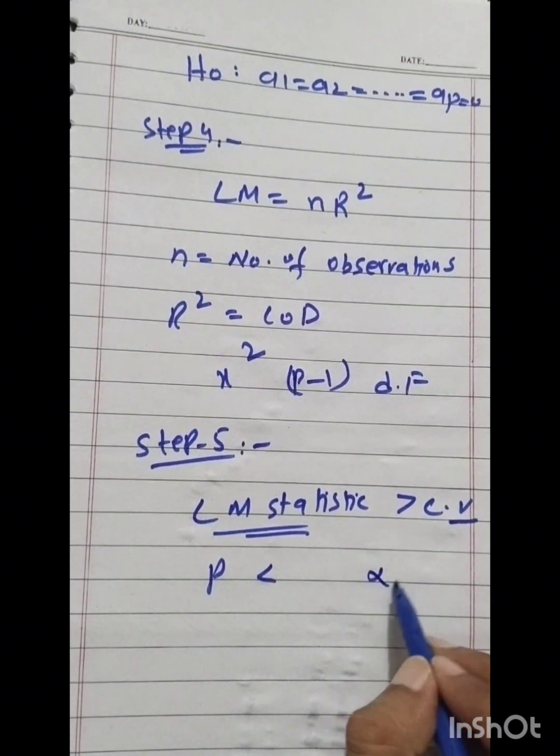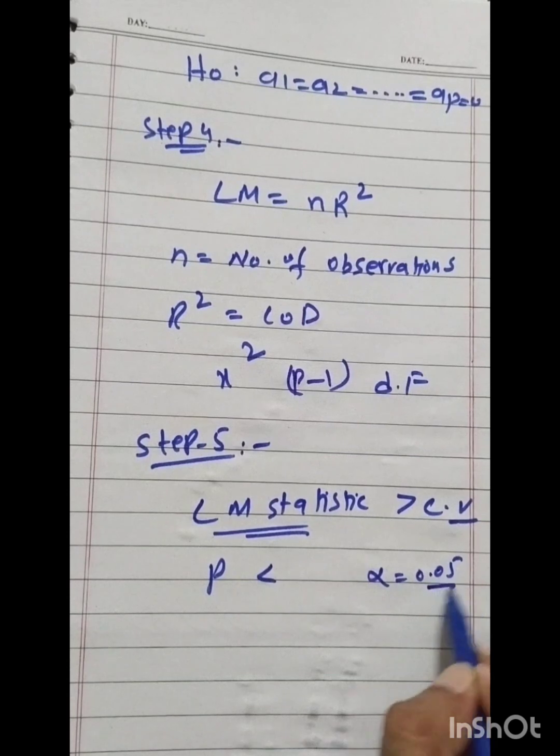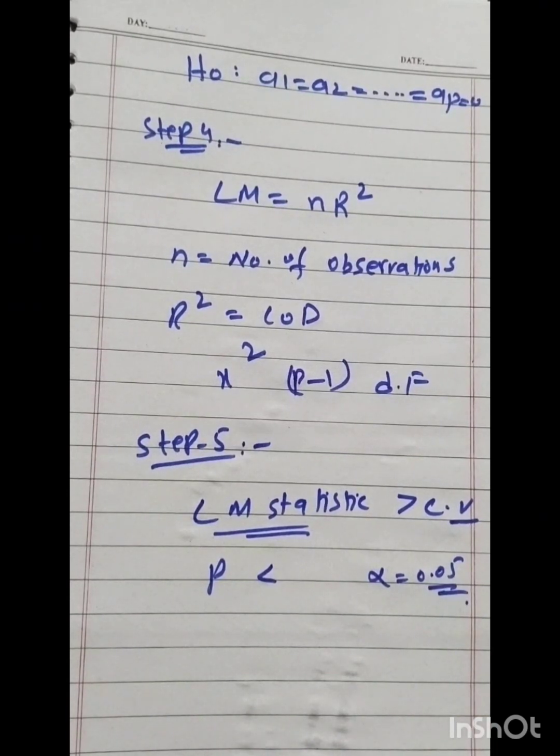Usually we have 0.05 significance value. Hence these are the procedures or different steps involved in the Harvey Godfrey LM test for heteroscedasticity.